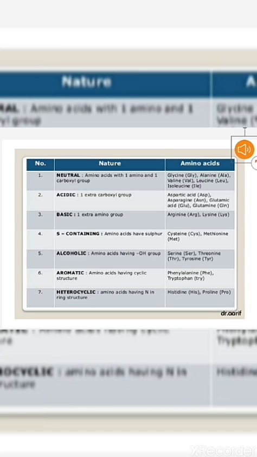Here different amino acids are given. Basically 3 categories are there. Neutral amino acids, if amino group and carboxylic group are the same in number. Acidic amino acids, if carboxylic acid groups are more compared to amino groups, or basic amino acids, if NH2 groups are more than carboxylic acid groups. Aromatic amino acids, alpha amino acids, beta amino acids, like that there are different categories of amino acids, and examples are given.